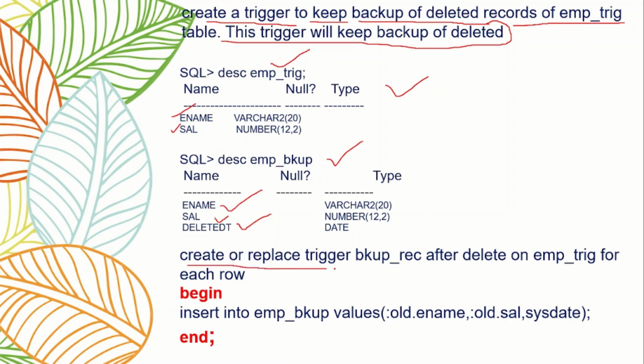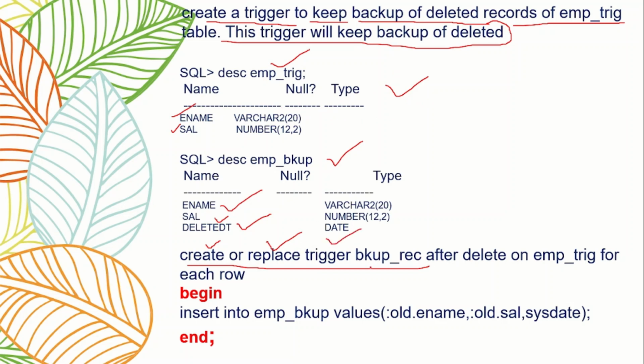Create or replace trigger backup_record. Create will create the trigger. Replace is used when there is an error in the definition of the trigger, or you want to make some changes in the logic. In that case, replace will replace the previous definition of the trigger and create a new one. Or you can say it creates an updated trigger. So create and replace is clear.